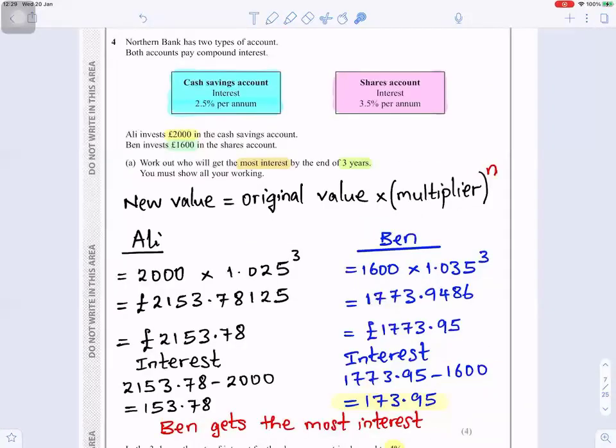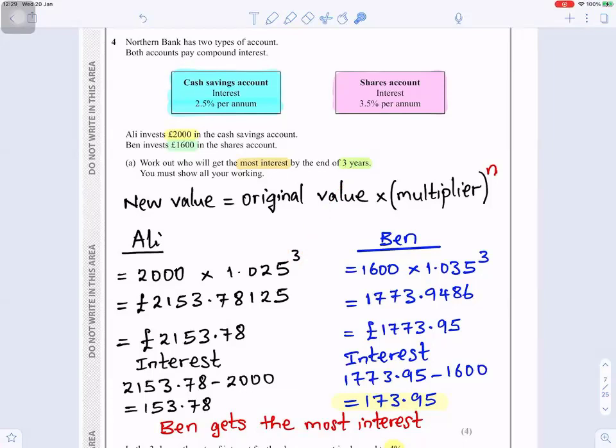So let's work it out for Ali. £2,000 times the multiplier to the power 3. How did we get the multiplier 1.025? It's 2.5%. So we do 2.5 plus 100 divided by 100. That gives us 1.025. That's the multiplier. We put to the power 3 because it's for 3 years.